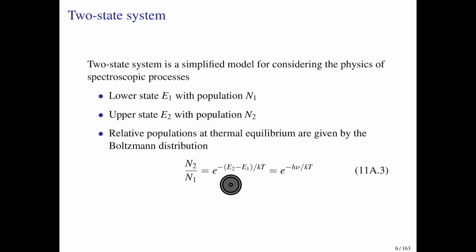And if you take the resonance condition, that is the energy difference in the material system is equal to a photon energy, you can write the Boltzmann distribution in this fashion. And what you find is that at a given temperature, the larger the energy difference between the two states, the smaller the population is in the upper state. And so we'll make use of that several times as we encounter different types of spectroscopies.